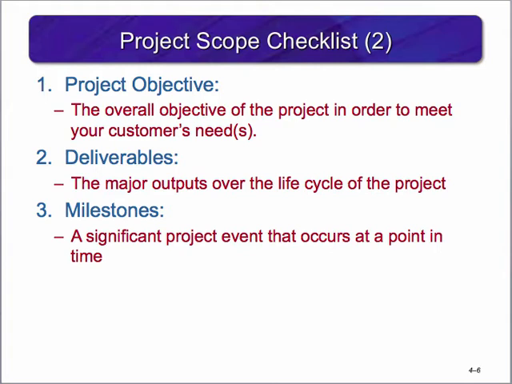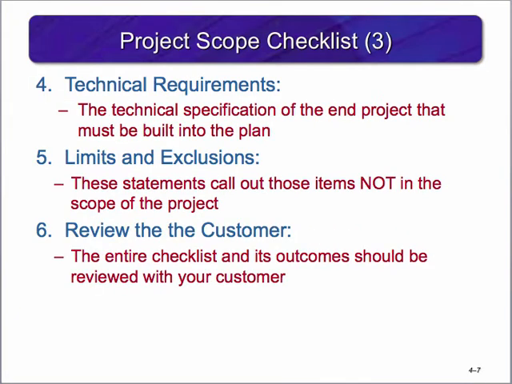Be sure to identify the project milestones. These are significant project events that occur at points throughout the project. A milestone schedule shows only major segments of work and is built using the project deliverables. Once you've identified the milestones, you'll need to record the technical requirements. These are the technical specifications of the end product that must be built into the plan. For example, speed and capacity of a database, or speed and accessibility of a wireless network. This ensures proper performance of the end product, service, or results.